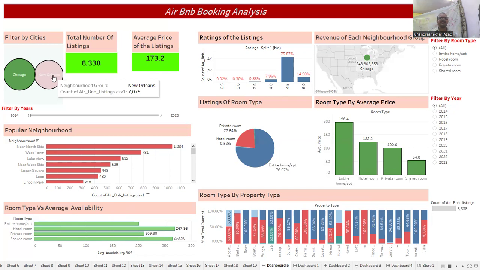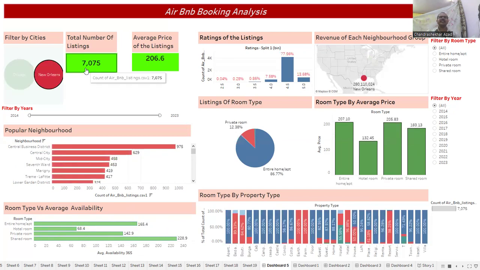If we talk about the city New Orleans, the total number of listings is 7,075. The number of listings is lower here, and the average price of the listings is the highest, that is 206.6. Here the ratings of the listings are, most of the listings having a rating of 4.5, few 13.68% of the listings are rated 5, and 7.58% of the listings have a rating of 4.